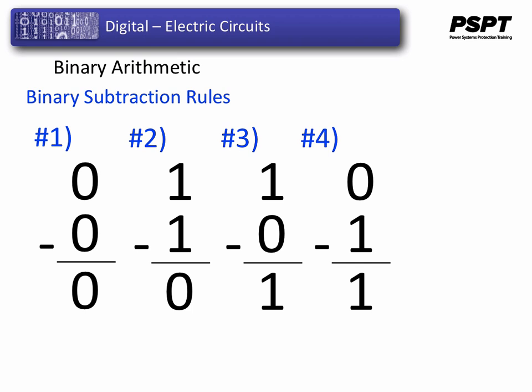Rule number 4, 0 minus 1 is 1. Now that needs a little bit of explanation because normally we cannot subtract something from nothing. It is similar to subtracting 1 from 1, 0. In order to subtract 1 from 0, you must first borrow a 1 from the next most significant digits. What we see here is only the end result of the borrow process.